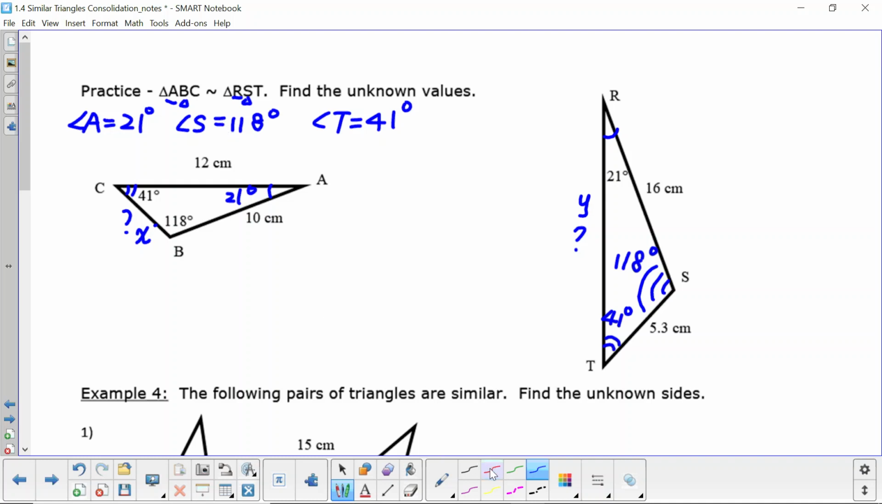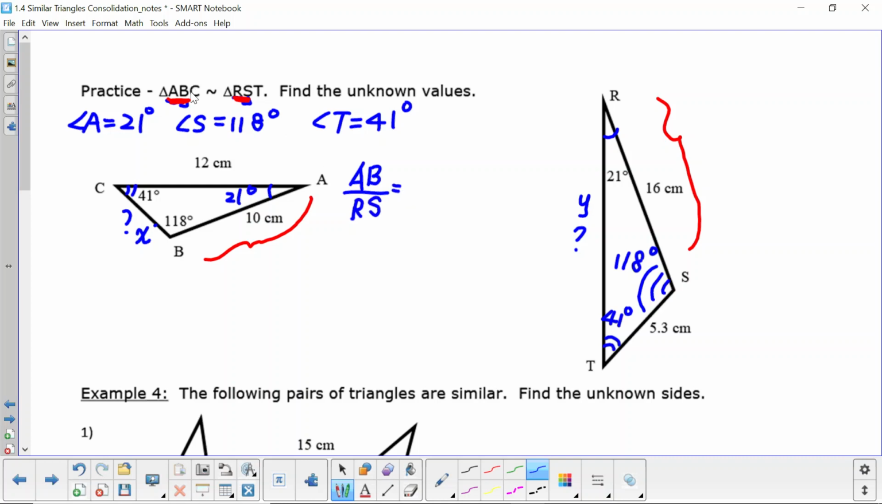So I have shown you that the first two letters are one side, corresponding to the first two letters, RS. So if we write the ratios out, it will be 10 over 16. We may write the letters first before we sub in the given information. So AB over RS. RS is two letters for one side.